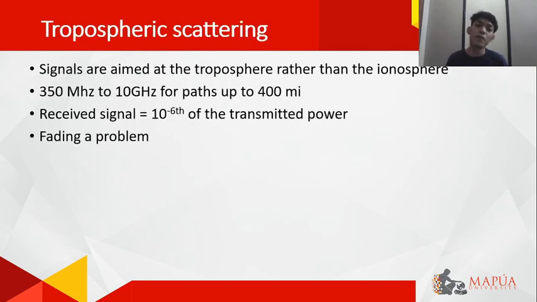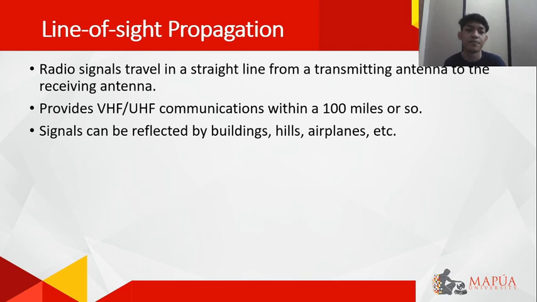For tropospheric scattering, signals are aimed at the troposphere rather than the ionosphere. It uses 350 MHz to 110 GHz for paths up to 400 miles. The received signal is equal to 10 raised to negative 6 of the transmitted power. And there is a fading problem.